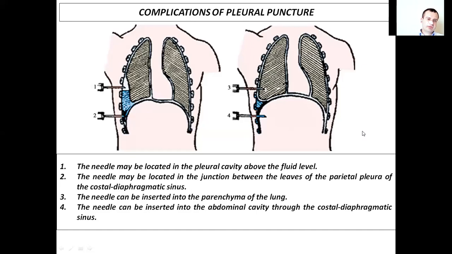Complications of a pleural puncture. The needle may be located in the pleural cavity above the fluid level. The needle may be located in the junction between the leaves of the parietal pleura of the costodiaphragmatic sinus. The needle can be inserted into the parenchyma of the lung. The needle can be inserted into the abdominal cavity through the costodiaphragmatic sinus.